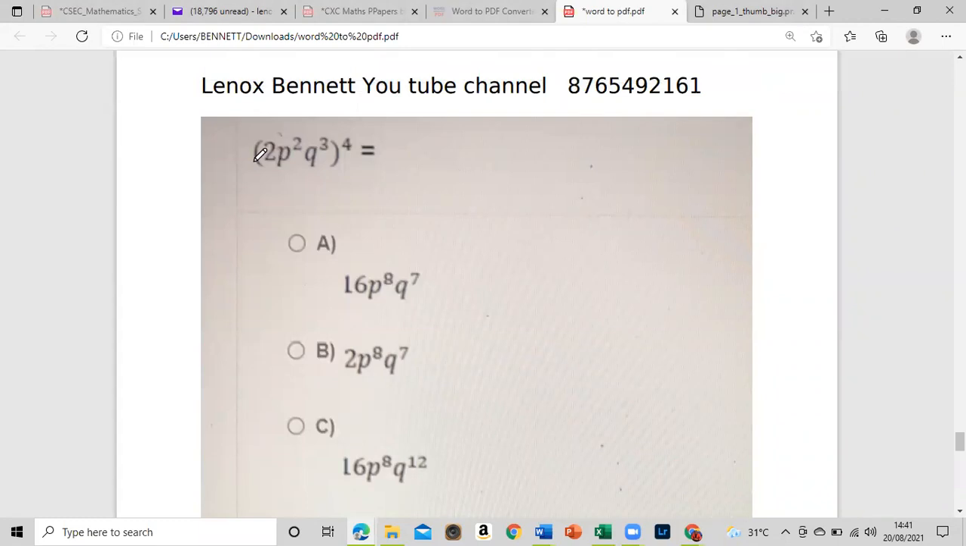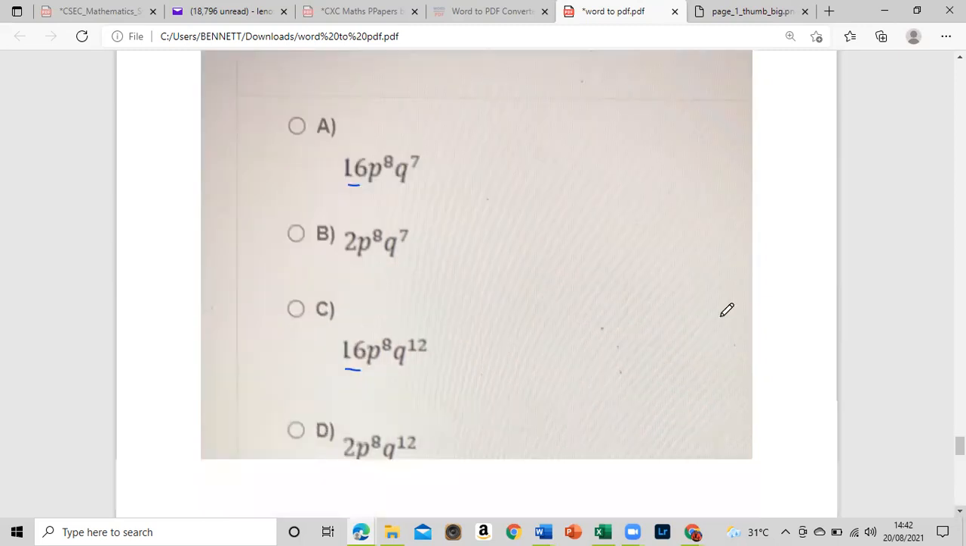All right, so this one says 2p squared q cubed. What we can do, guys, is just multiply each by 4. So 4 times, it's a 4 to the 4th power, so this gives us 16. So we know, say, is this, or let me see the next one. All right, so we can eliminate them here.